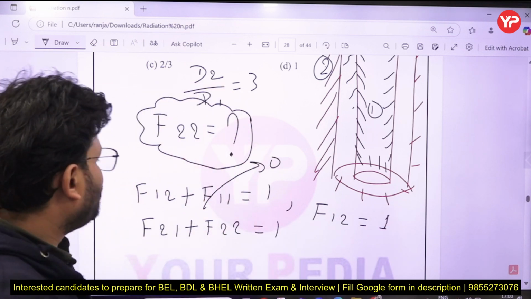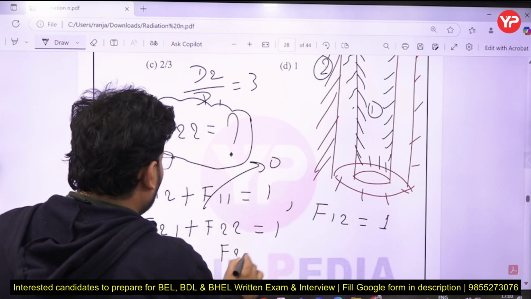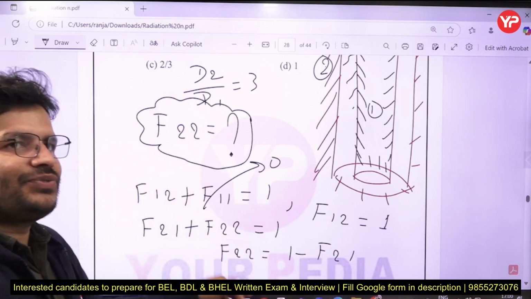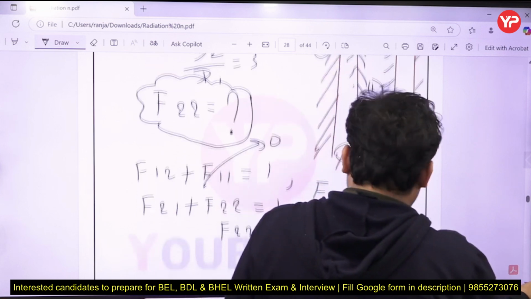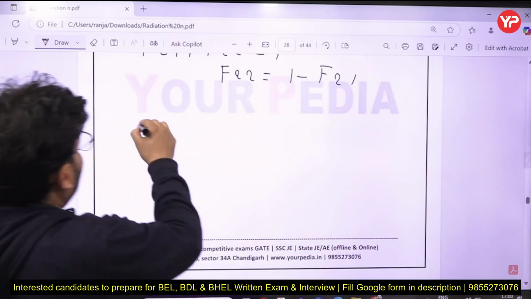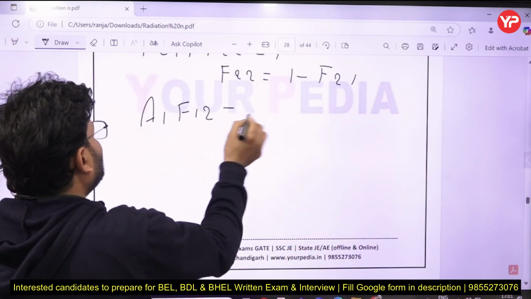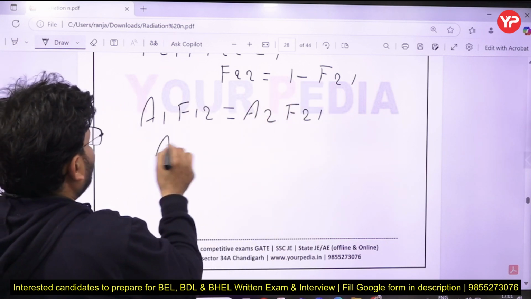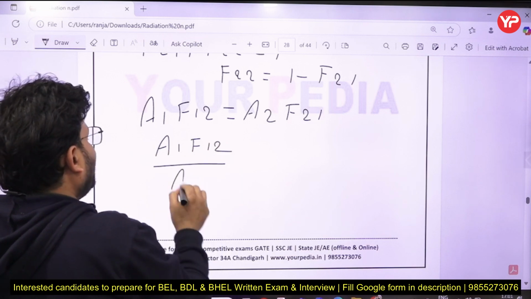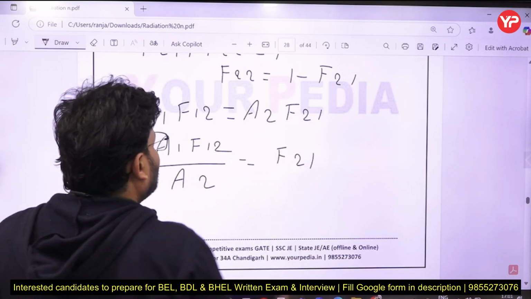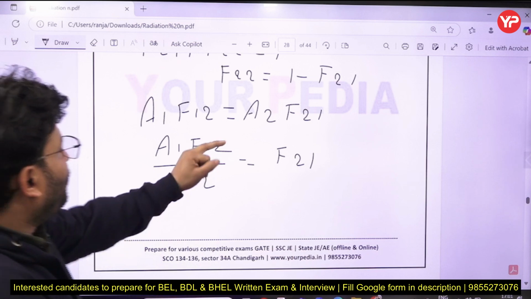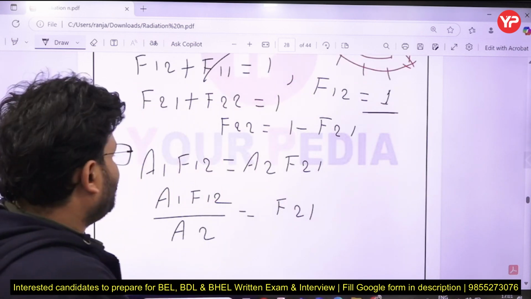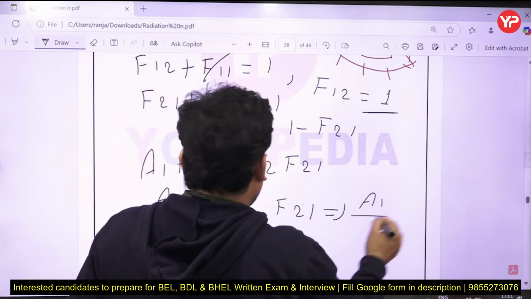You have to calculate F22. What can be F22? F22 will be, my dear friends, 1 minus F21. Can you calculate F21? Yes, sir, by using the rule of reciprocity. What is the reciprocity rule? A1 F12 is equal to A2 F21. I have to calculate F21. So I can say A1 F12 upon A2 is equal to F21. From the question, F12 here is 1. So F21 is equal to A1 upon A2.